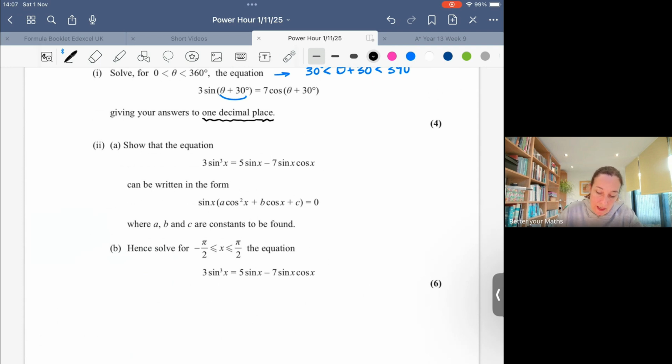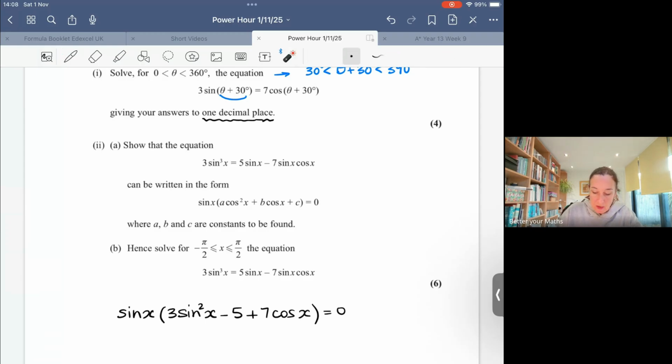So I'm going to put everything on one side, and I'm going to factorize sine x and see if we get something useful. So if I put everything on one side and write sine x multiplying 3 sine squared x, then this one negative, so minus 5, and this one positive, so plus 7 cos, we are very close to what we want, yeah? Look, the expression is all in cos, so with the identity, you know that we can write it as 1 minus cos squared, yeah?